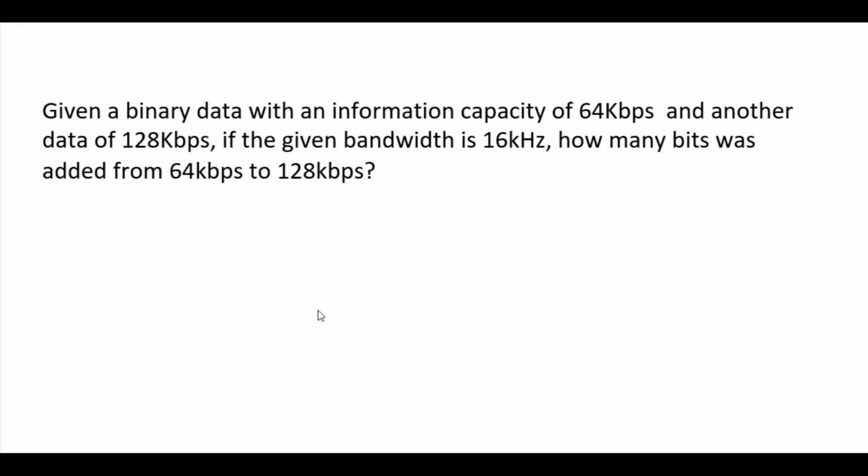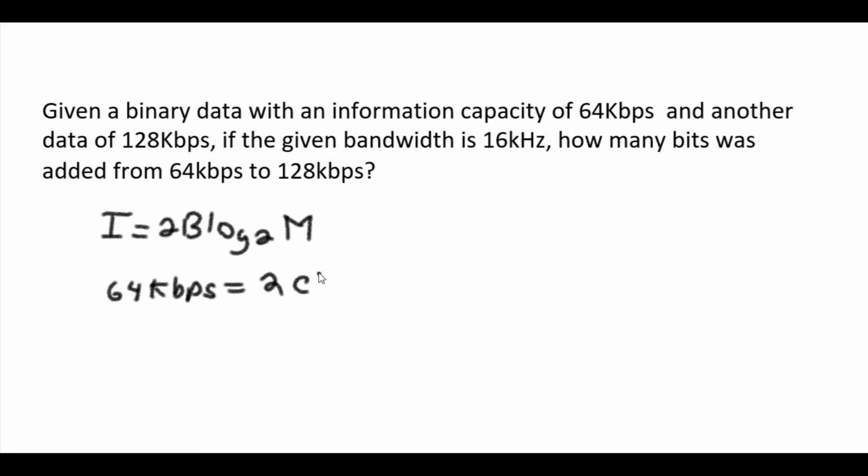Given a binary data with an information capacity of 64 kilobits per second and another data of 128 kilobits per second, if the given bandwidth is 16 kilohertz, how many bits was added from 64 kilobits to 128 kilobits per second? So, gamitin natin yung general formula which is I equals 2B log 2 M. Okay? So, binigay dito yung information capacity nung una, 64 kilobits per second. And I think I assume na pares lang sila ng bandwidth. So, 64 kilobits per second equals 2, 16 kilohertz, log 2 M.